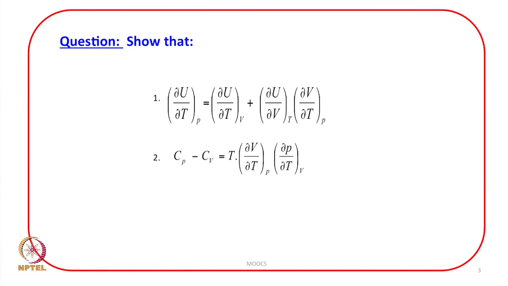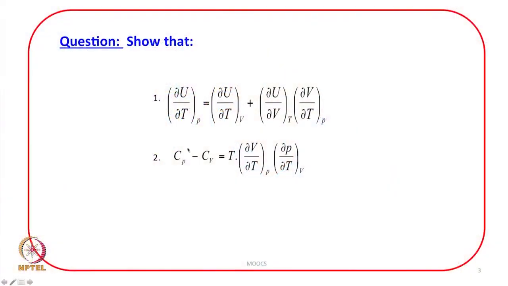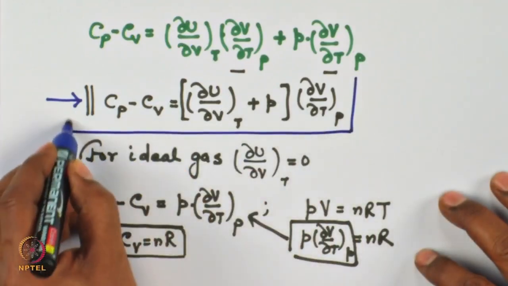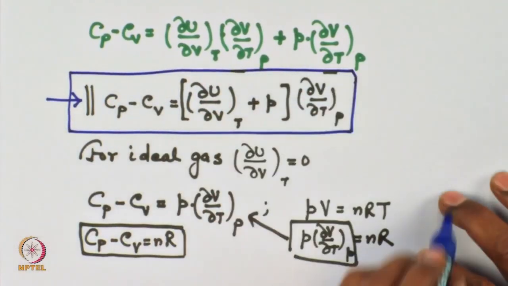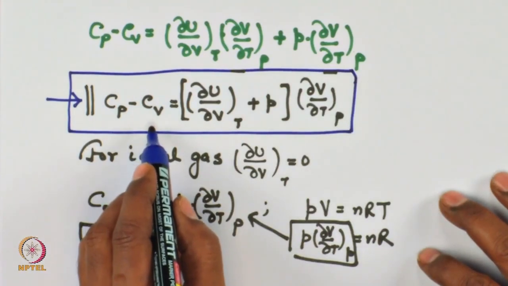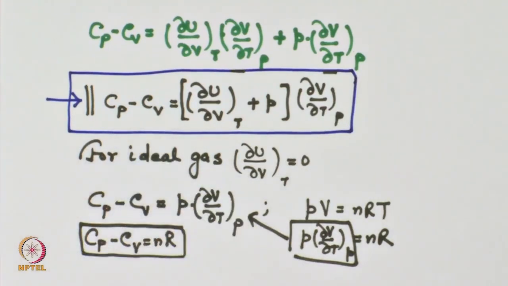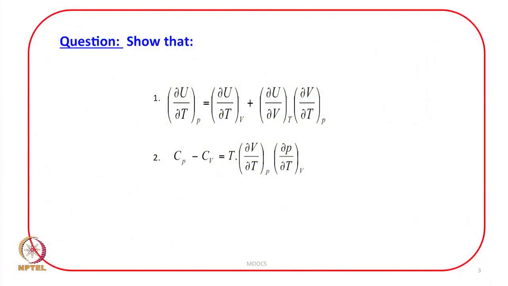So, the best way to attempt these types of questions is that we actually start with the definition of Cp and the definition of Cv and proceed. Now, let me again come back to the same equation that we just derived. I will use this equation and proceed from here to get an answer to question number 2 that is being asked. So, let me rewrite this equation on a different slide.